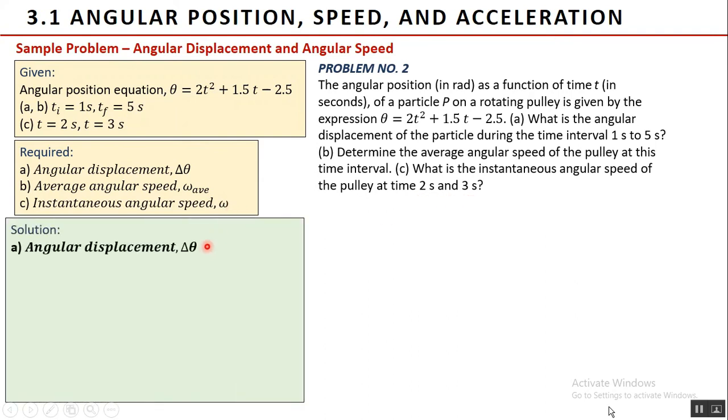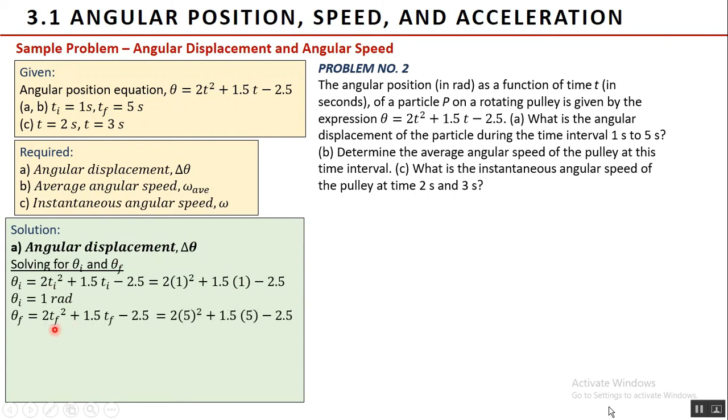For letter A, to solve for the angular displacement, we need to solve first for the initial and final positions of the point on the pulley, between time interval 1 second and 5 seconds, by using the angular position equation. Substituting 1 second to time t will give a position of 1 radian. Then for a time of 5 seconds, the position is 55 radians. Then, we simply subtract the initial position from the final position, therefore the angular displacement during this time interval is 54 radians. Can you still follow?